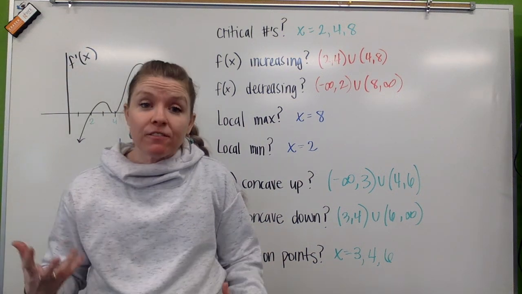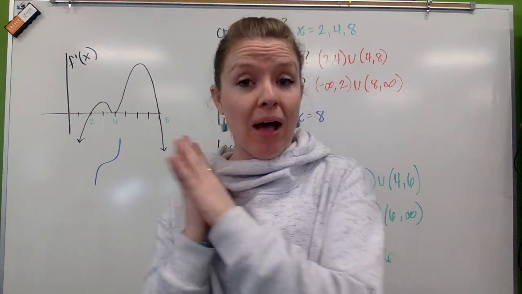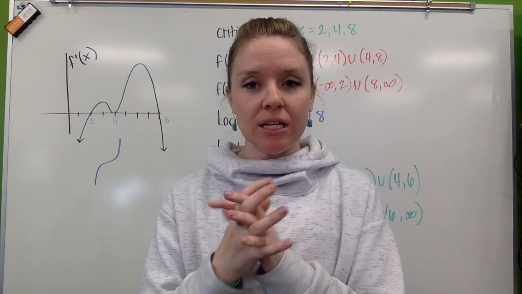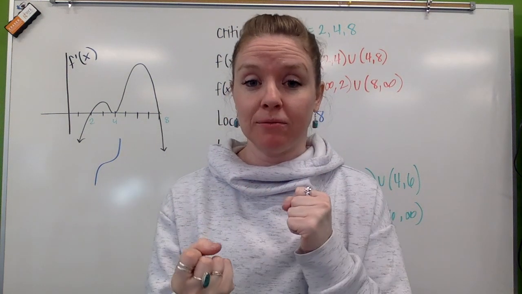So there's a lot of information given from one graph. We know a lot about f of x, and we know a lot about f double prime of x. So things to look at, making sure we understand how all of these work together. Good luck.